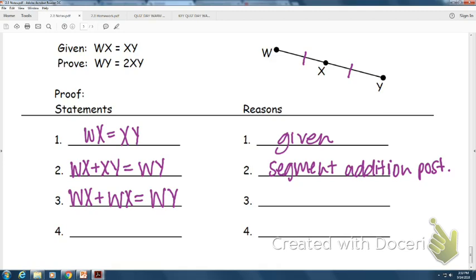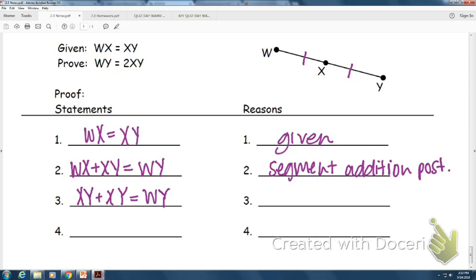Oh, wouldn't you do the XY though? Because we're solving for 2XY's. Did I mess up somewhere? Like instead of doing WX, wouldn't it be XY, XY? Yes. Okay, so good catch. Substitute the other segment. XY plus XY equals WY. Good catch.